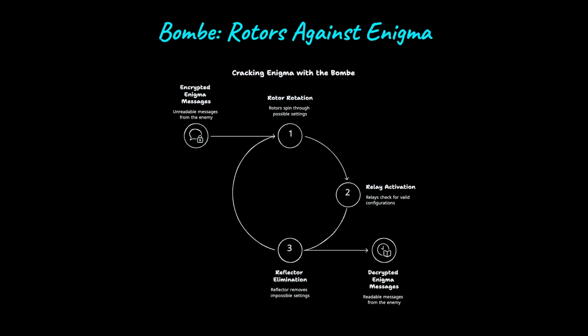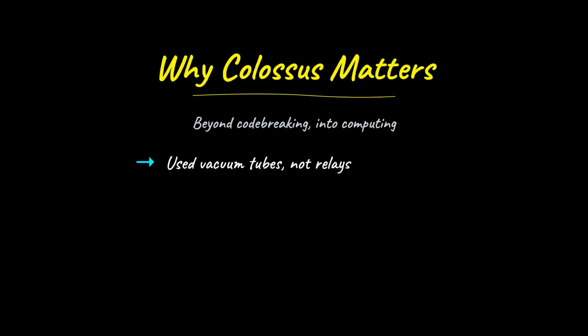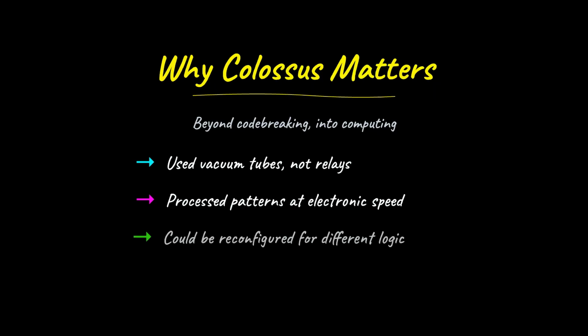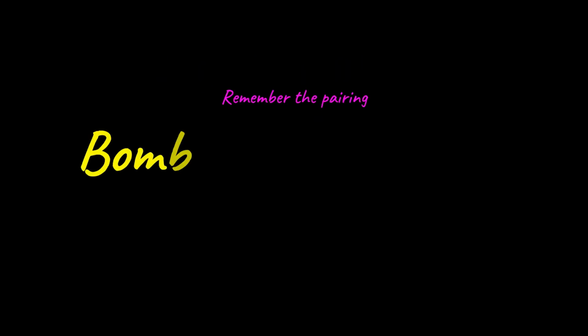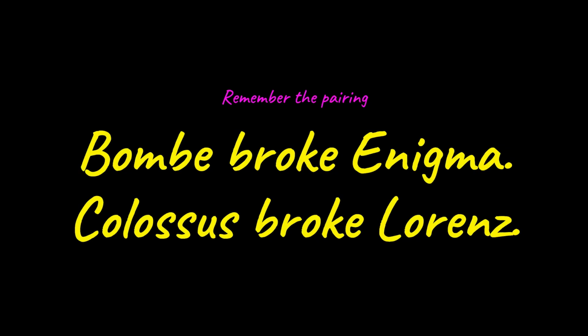It built on earlier Polish work by Marian Rejewski before Bletchley Park refined it into a working search engine. Colossus used vacuum tubes instead of mechanical relays, letting it process patterns at electronic speed. Because it could be reconfigured to perform different logical operations, it's recognized as the world's first programmable electronic digital computer. The lasting lesson is that the demand to break ciphers keeps driving new computing machinery. So keep it simple. The bombe, electromechanical, hunted Enigma, while Colossus, electronic, broke Lorenz. And reversing that pairing is the classic mistake.